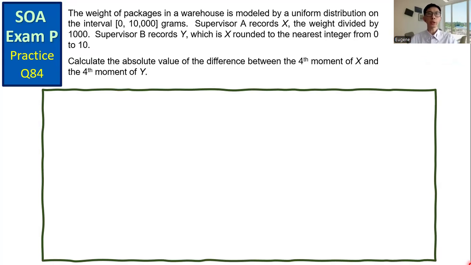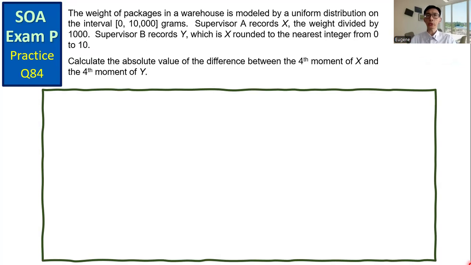SOA XMP practice question 84. The weight of packages in the warehouse is modeled by a uniform distribution on the interval 0 to 10,000 grams. Supervisor A records a number X, the weight divided by 1,000. Supervisor B records the number as Y, which is X rounded to the nearest integer from 0 to 10. Calculate the absolute value of the difference between the fourth moment of X and the fourth moment of Y.